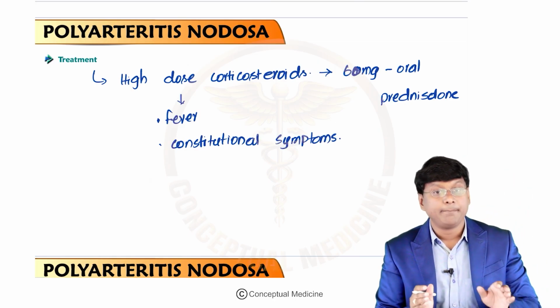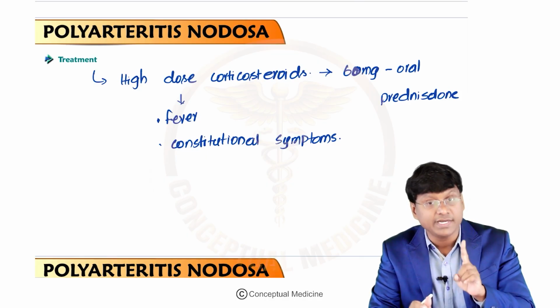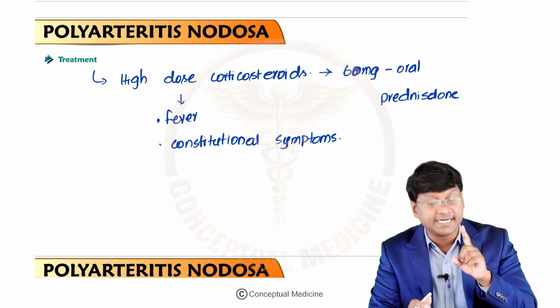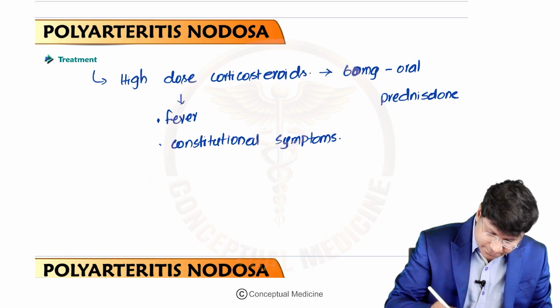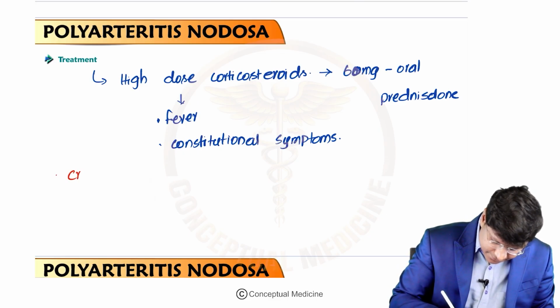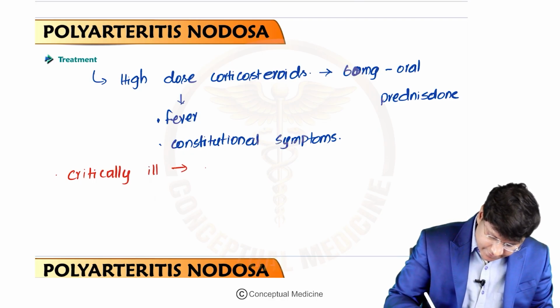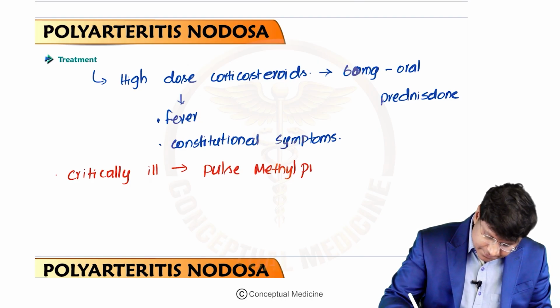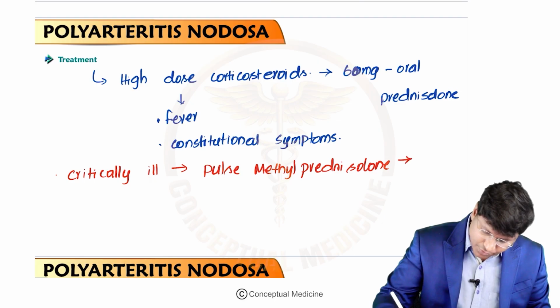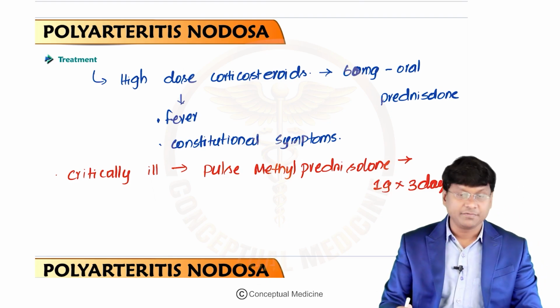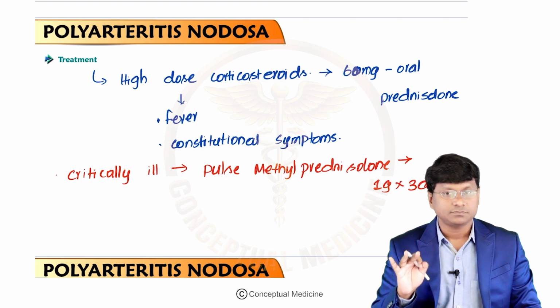Now apart from that, pulse methylprednisolone, that is 1 gram intravenous daily for 3 days, is necessary for patients who are critically ill. So in individuals who are critically ill, they require pulse methylprednisolone, wherein you need to give 1 gram of methylprednisolone for nearly around 3 days.